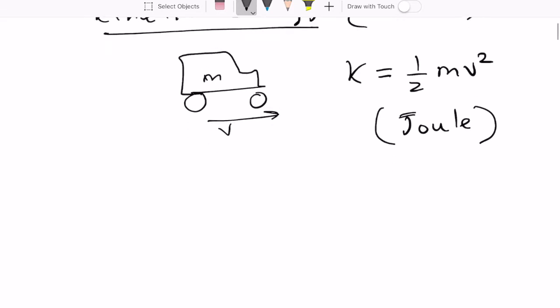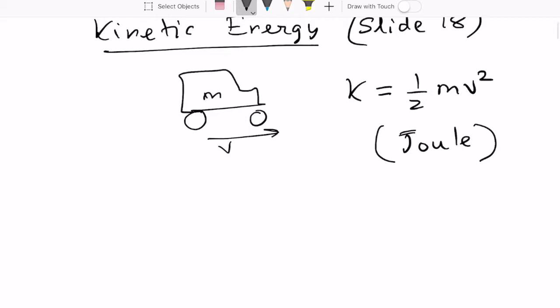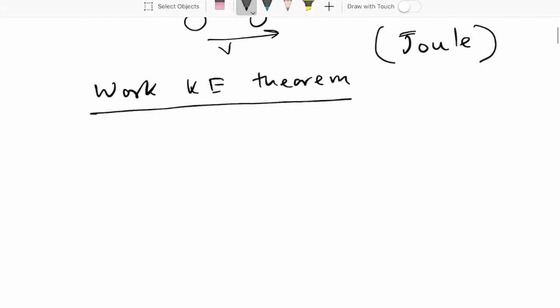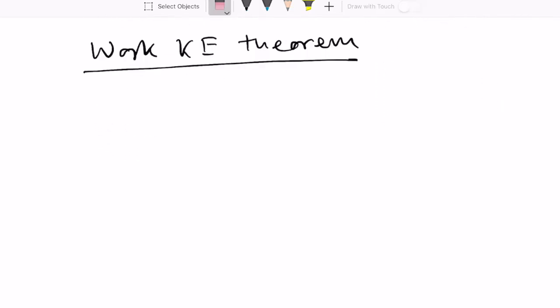All right, so the next thing that we'll talk about is a very, very important theorem called the work kinetic energy theorem. Okay, what does the work kinetic energy theorem say? Suppose you have a car that has a certain velocity over here. So as a result of that velocity, let's say its kinetic energy is K initial, and then a bunch of forces act on the car.